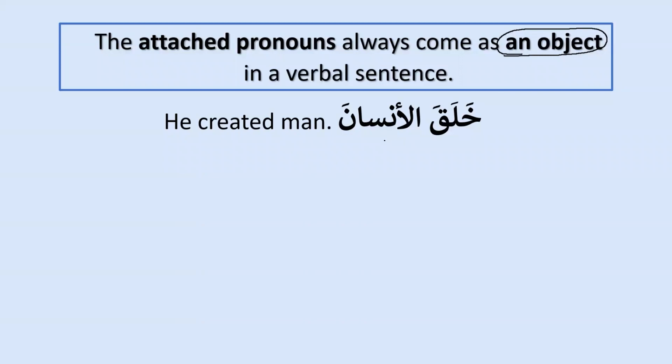Khalaqal insana. Allah subhanahu wa ta'ala created insan. Now, after the verb, if you see that the noun is mansub, what does that mean? That means the inbuilt doer will be activated. So here we need to be very careful.